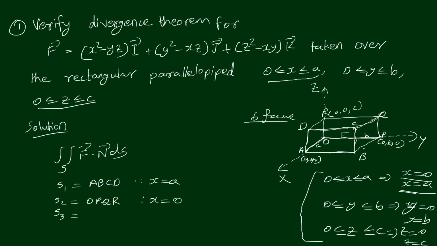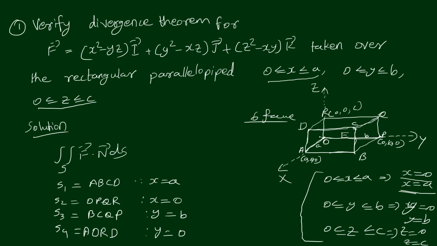Similarly, S3 you can consider B, C, Q, P. Okay. B, C, Q, P. So it is the plane parallel to the XZ plane, right? And what is the equation of that plane? It is y is equal to b. Similarly, S4 you can consider A, O, R, D. So it is the XZ plane. What is the equation of the XZ plane? It is y is equal to 0.